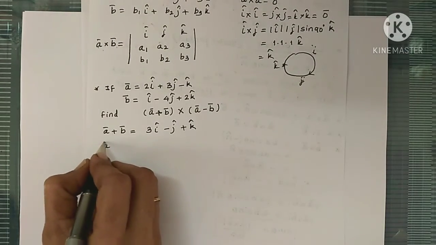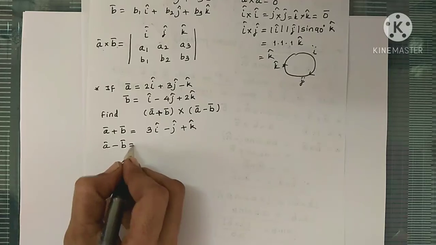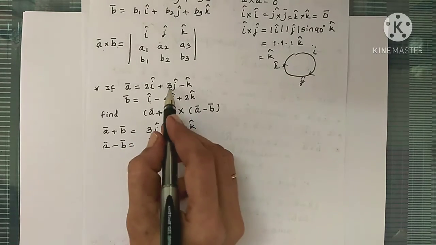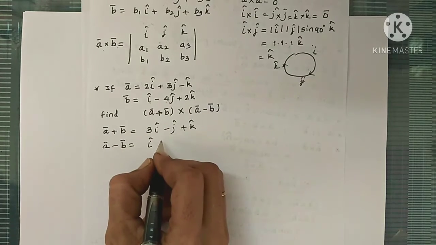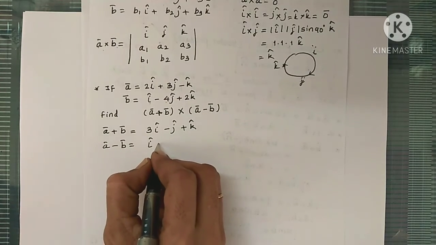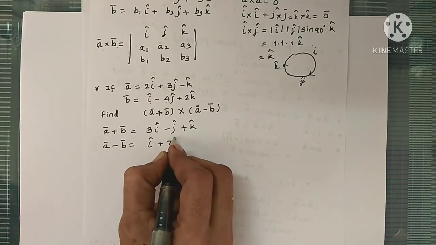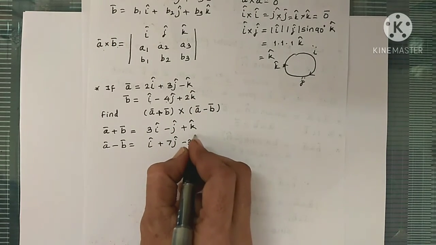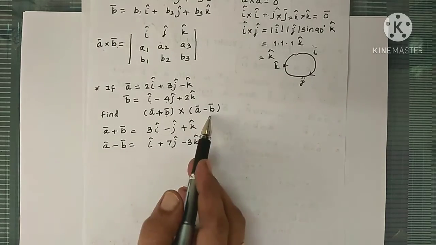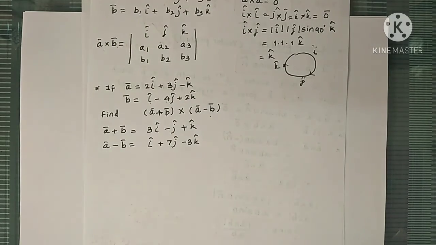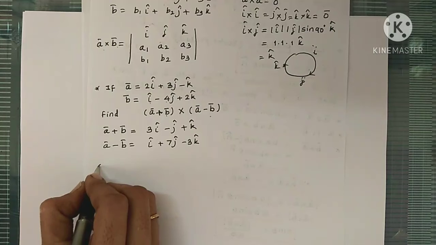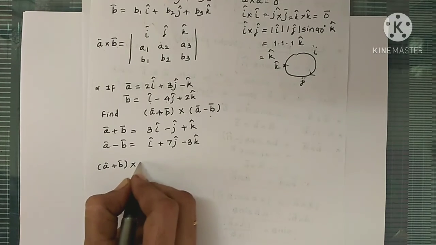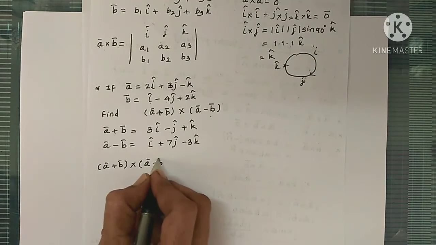Now a bar minus b bar equals 2i minus i, that is i cap, 3j plus 4j, that is 7j, and minus k minus 2k is minus 3k. Now we have the brackets a bar plus b bar and a bar minus b bar, so let's write their cross product: a bar plus b bar cross a bar minus b bar.